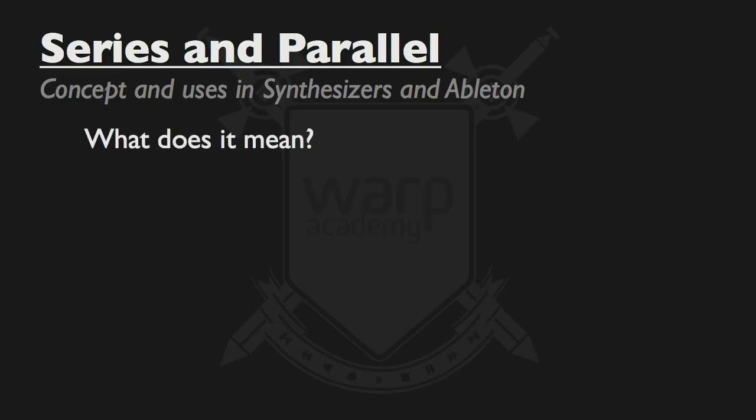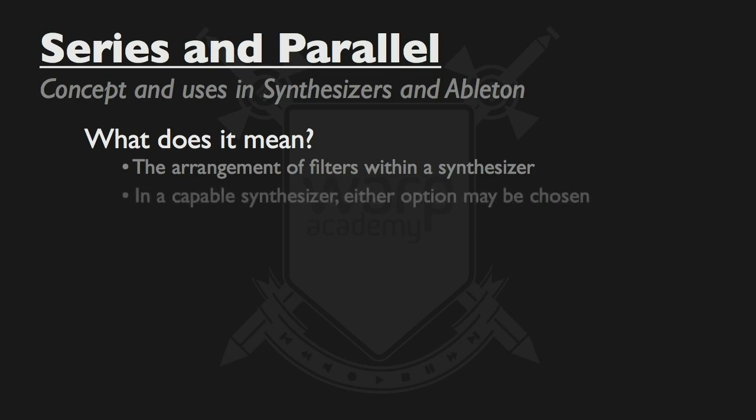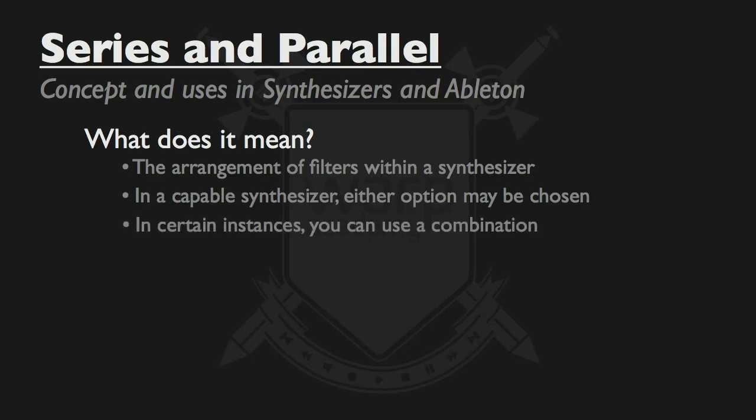In synth terminology, the terms series and parallel generally refer to a configuration of filters and how audio passes through them. In a capable synthesizer with multiple filters, for example Analog, Massive, Operator, Sylenth, etc., signal flow is arrangeable in either series or parallel, or sometimes a more complex combination of the two, using variable amounts. But to start with, let's just have a look at the basics.